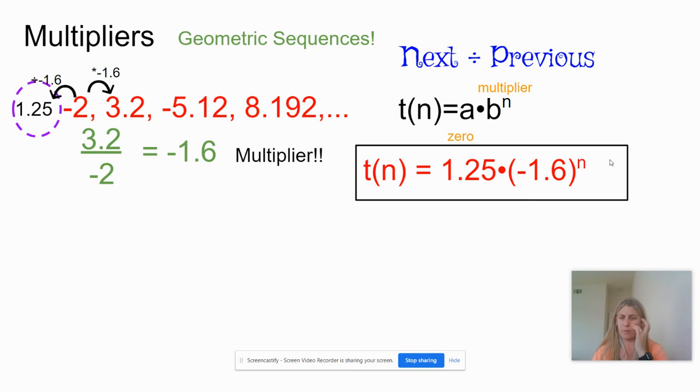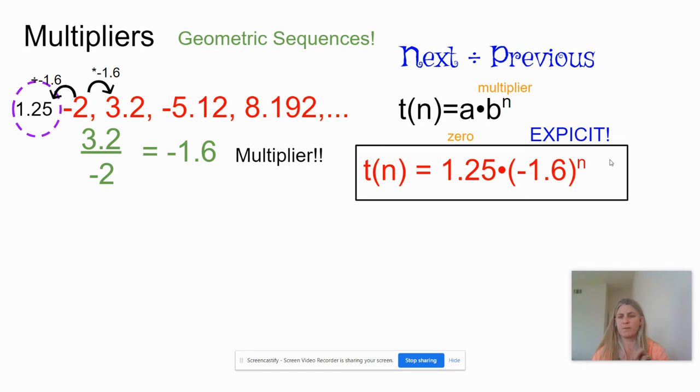Notice that the -1.6 is in parentheses, and that's because you can have two operations next to each other. You can't have times minus. So we have to separate that with parentheses. Okay, that of course is our explicit equation. So if I want to know what the 10th term is, I would plug 10 in for n.